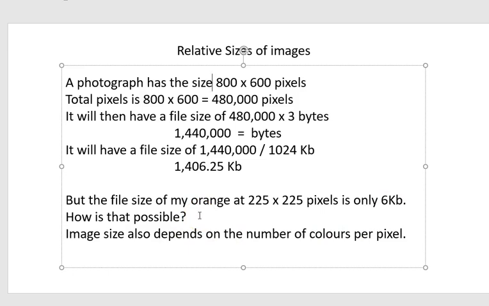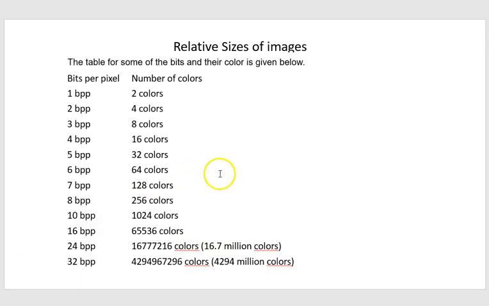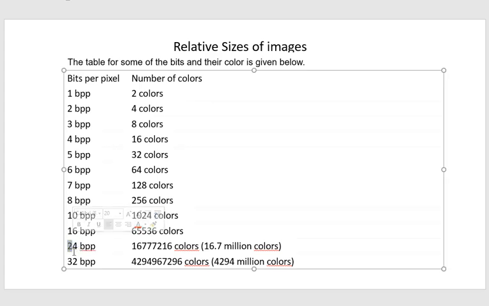Paint doesn't do it, but other programs like Photoshop and GIMP do, your image size also depends on the number of colors per pixel. So if I go down here and have a look, this is 24 bits per pixel. That's 3 lots of 8 bits, there it is, gives you that many colors. 24 bits per pixel is 3 lots of 8 bits, which is 3 bytes per pixel.